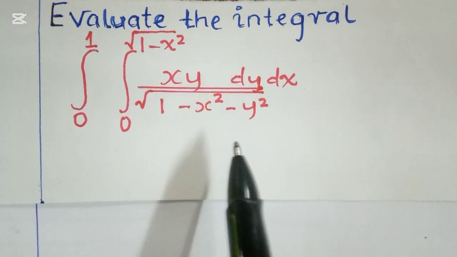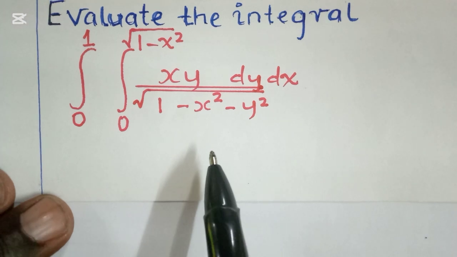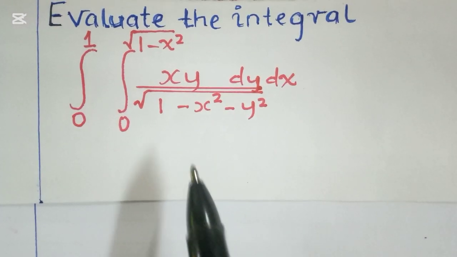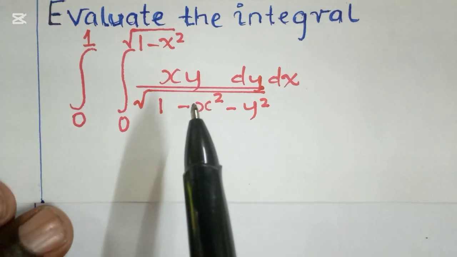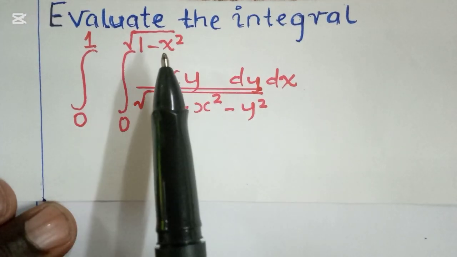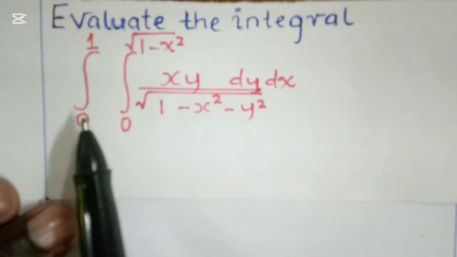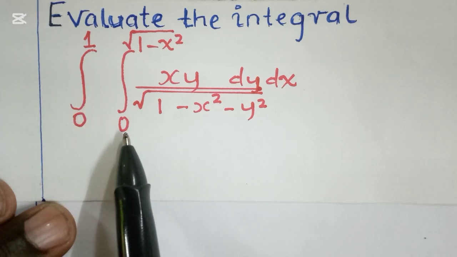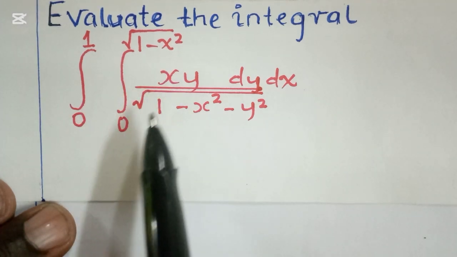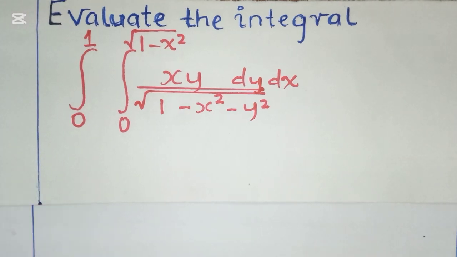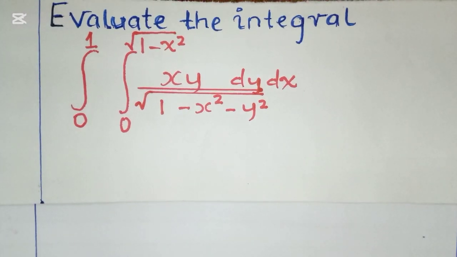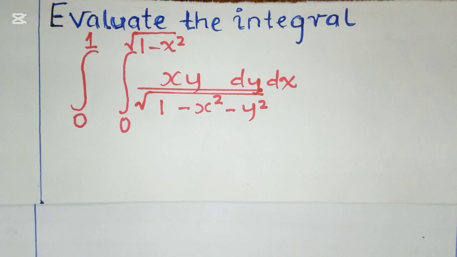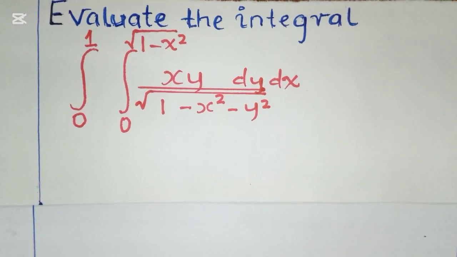Guys, let's do this question, and we are going to do this question using polar coordinates. I first of all read the question. Evaluate the integral from 0 to 1, and then again integral from 0 to square root of 1 minus x squared of xy dy dx all over square root of 1 minus x squared minus y squared.